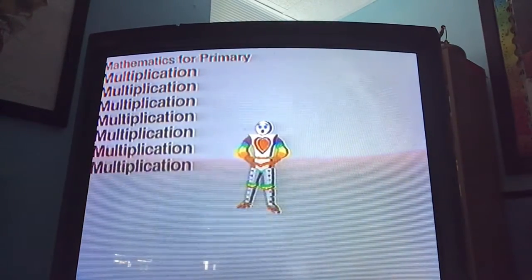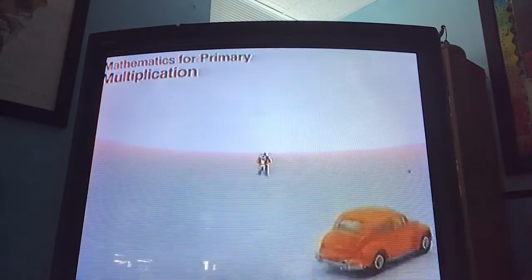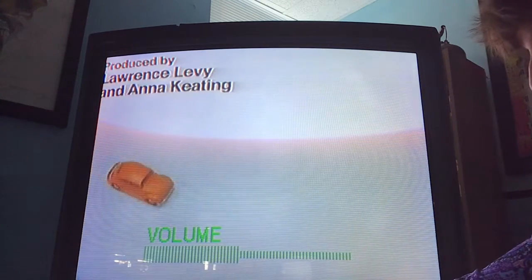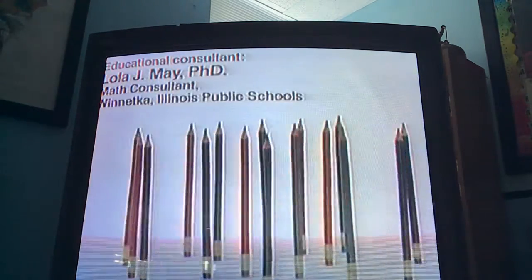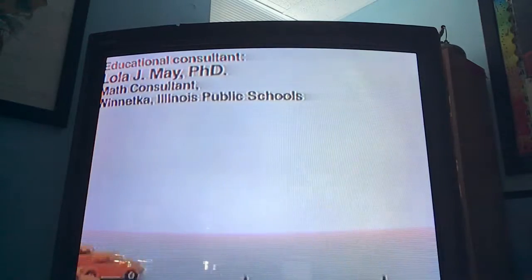Welcome to multiplication. I've got to get out of here, because here comes a VW. What's going on here?